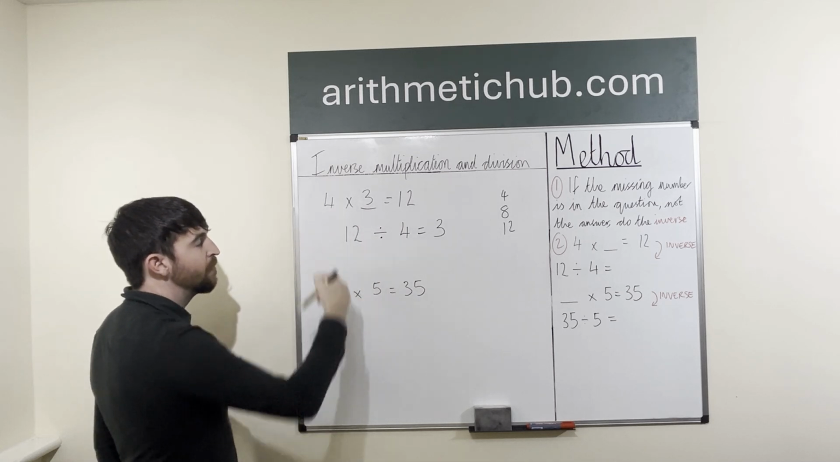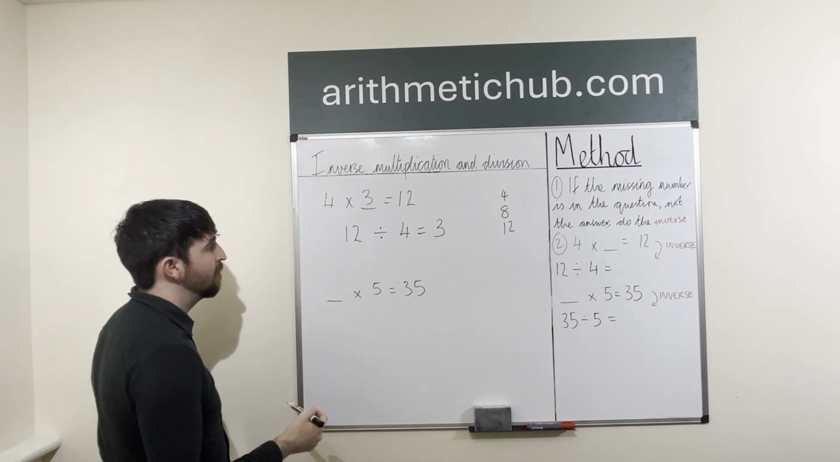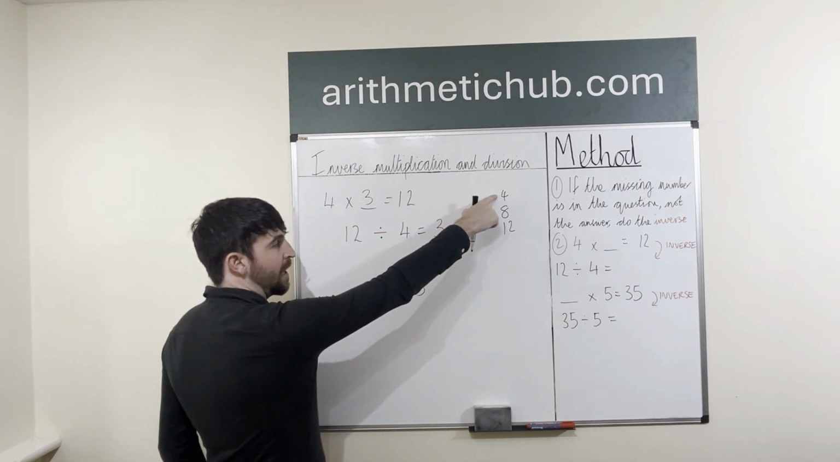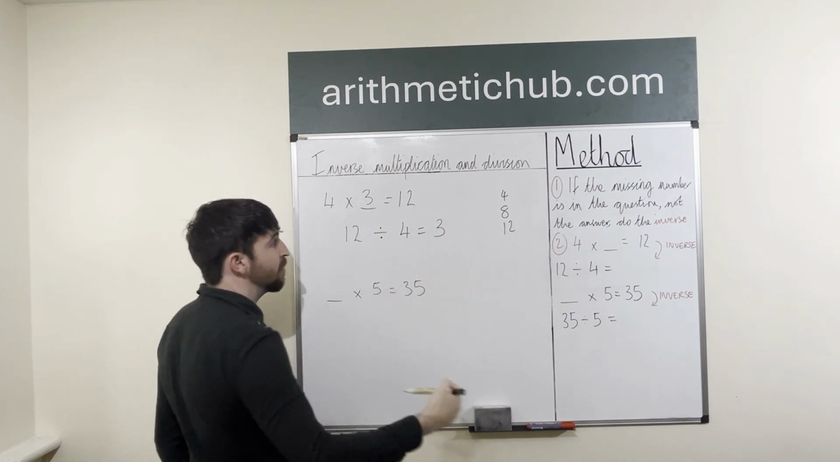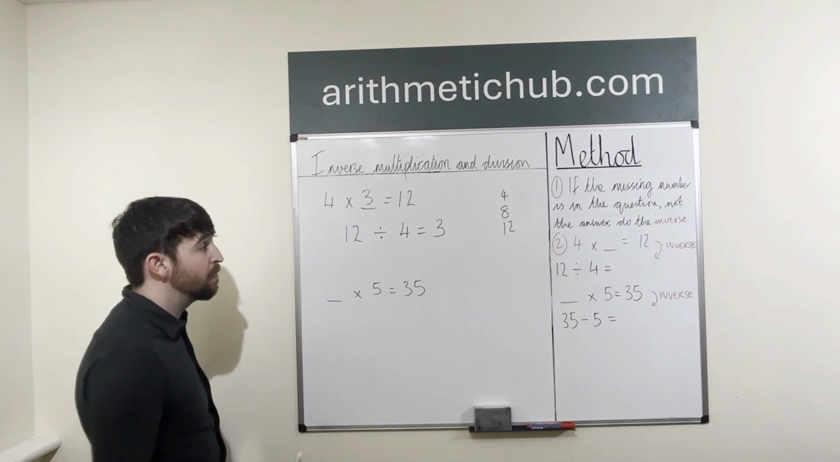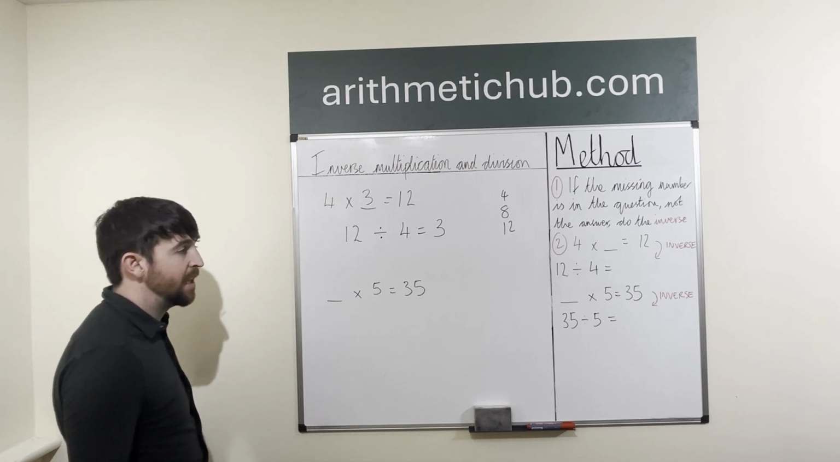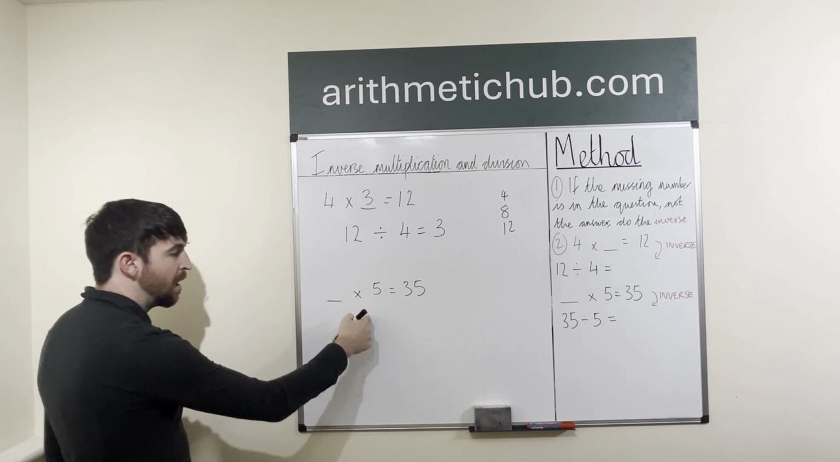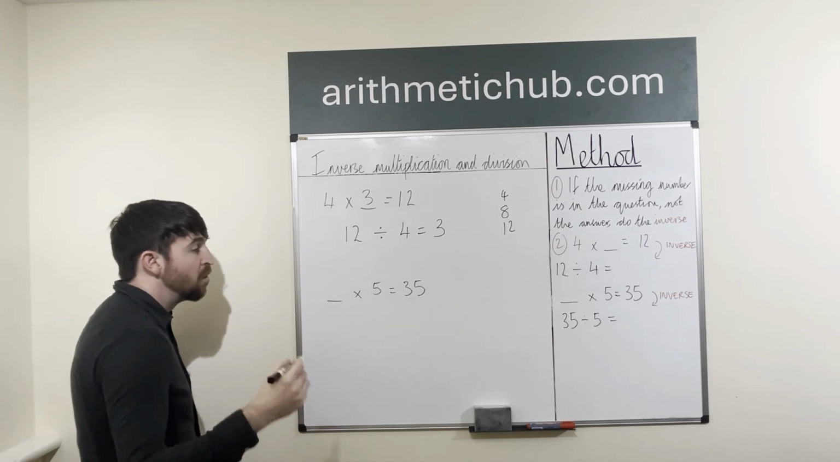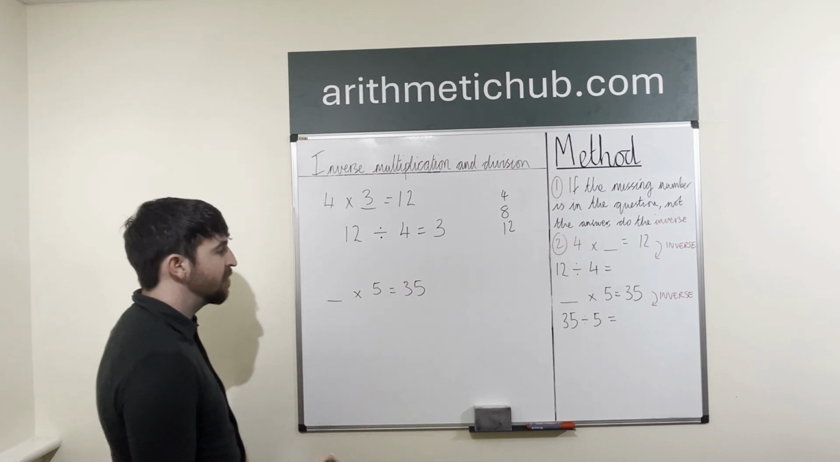So let's see now, if 4 times 3 is going to give us 12. Well, I can see over here, 1, 2, 3 lots of 4 makes 12. And I know from my times tables that 4 times 3 is going to give me 12. So I've done the inverse to be able to work that out. Let's check in with this question then. Something times 5 is going to give us 35.